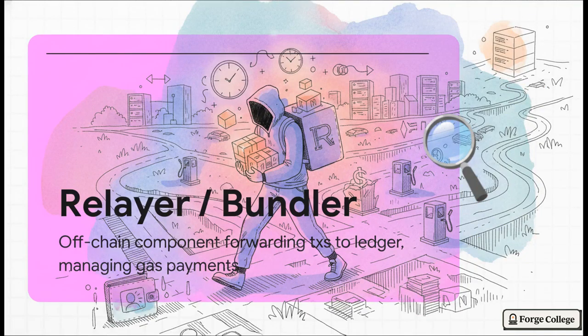Let's zoom in on that courier for just a second. The relayer, or bundler, is defined as an off-chain component that packages and forwards transactions to the ledger. It manages the mempool interactions and the promises to pay for gas. This is quite literally our transport guy. And honestly, just like waiting for a delivery truck to navigate traffic, this specific step is exactly where you, as a user, will usually experience any latency.